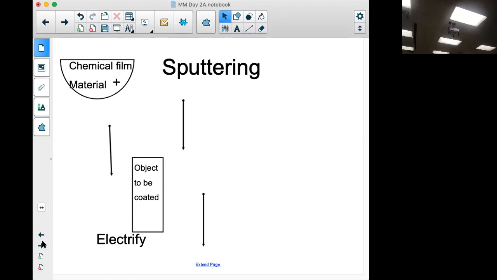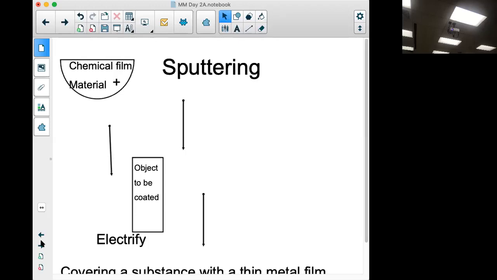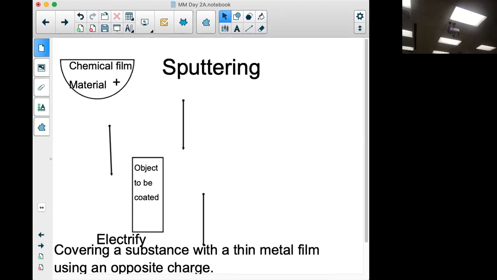All right, last type. I got to put a definition. Cover substance with a thin metal film using an opposite charge. Covering substance with a thin metal film using an opposite charge.